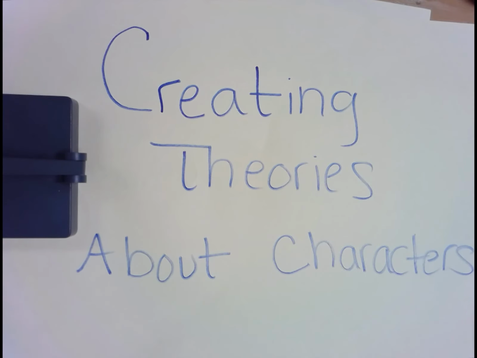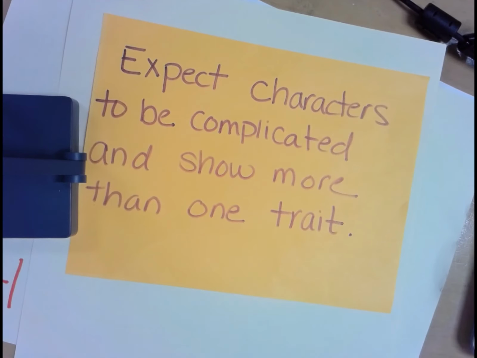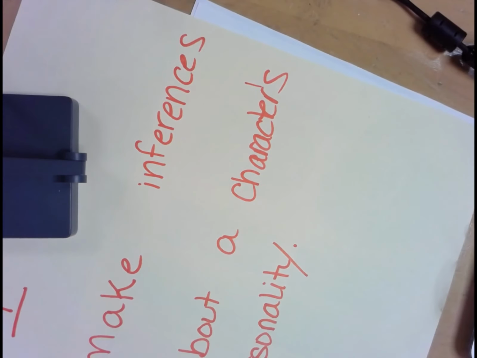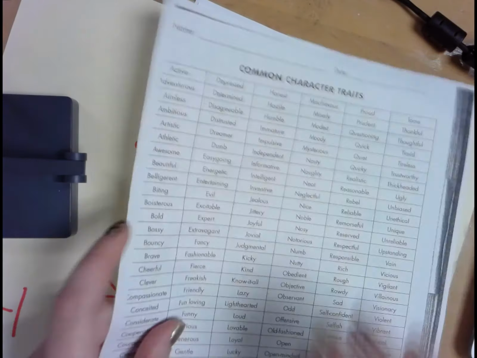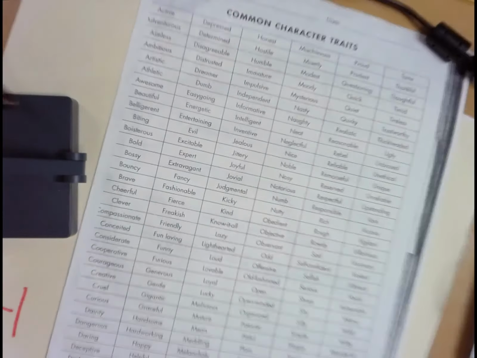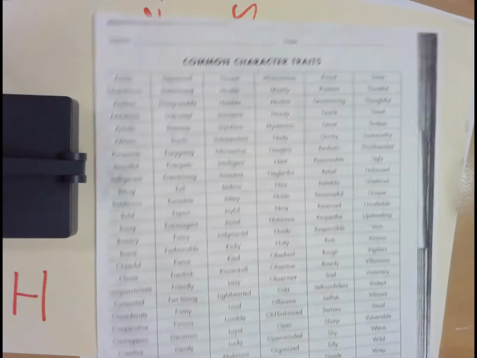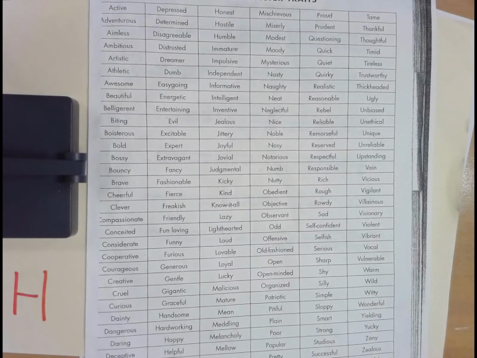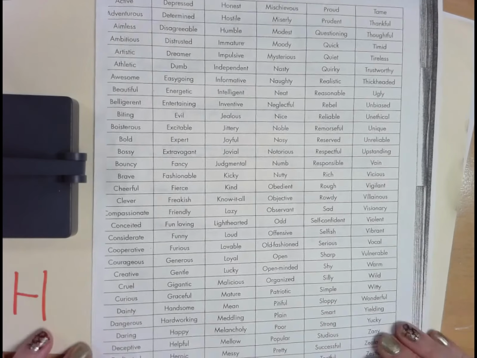Good morning. So we're going to continue to work with our Creating Theories About Characters unit. And yesterday we looked at how we should expect characters to be complicated and show more than one trait. I was able to give the in-class students a character trait list of all kinds of different traits that a character could be. I am going to attach this also to today's lesson for the at-home learners so that you can use this when doing your journal entry on your character and trying to come up with some traits.